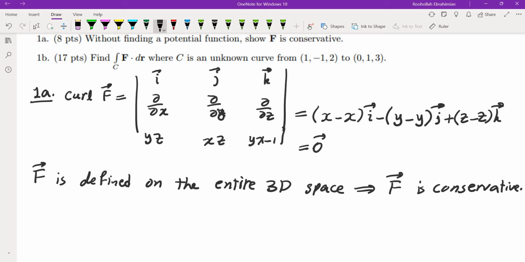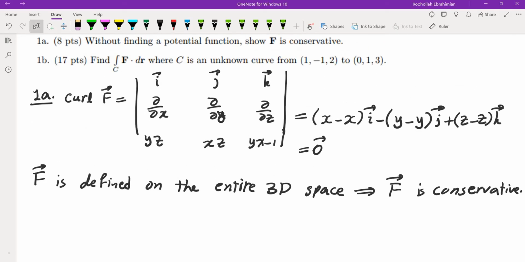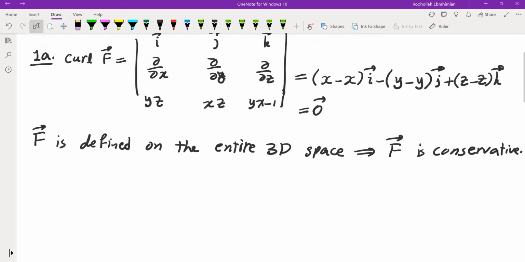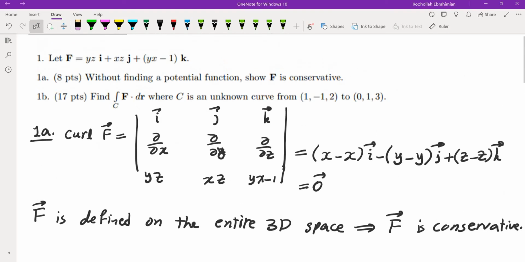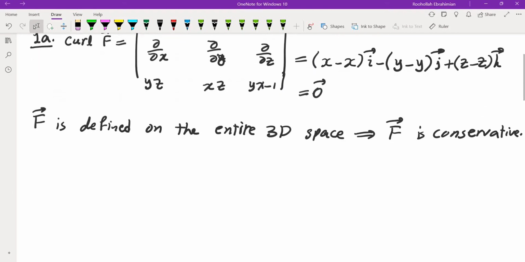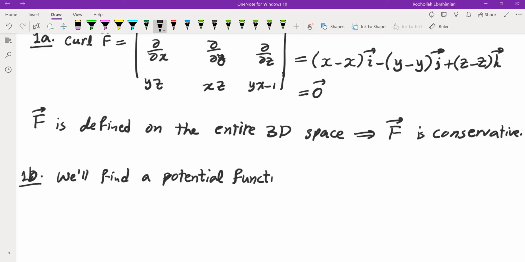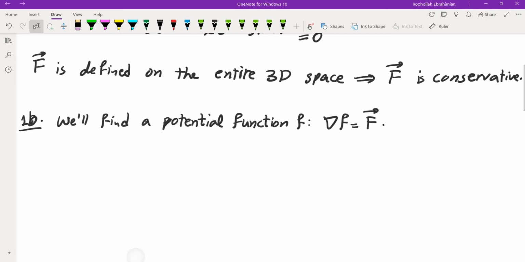The next thing we're going to do is find a potential function and find the line integral, because they asked us to find the line integral of this F over the given curve. So we will go ahead and find a potential function. The gradient of f is equal to the vector field. So what does that mean?